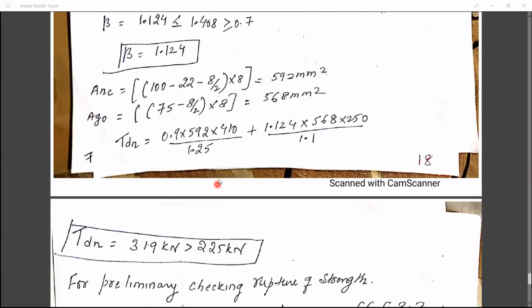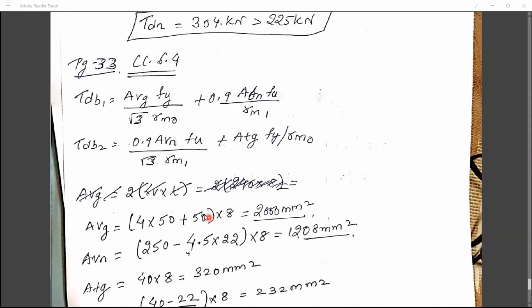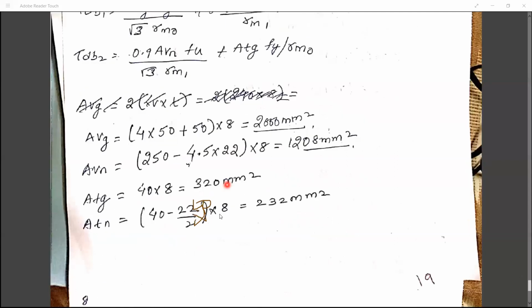This is 40 mm. This is not 50 mm. 4 into 50 plus edge distance, that is nothing but 2000 mm square. But our AVN is nothing but 250 minus 4.5, where 4.5 is our bolt distance. So if you calculate here, you will get the block shear strength from this formula.